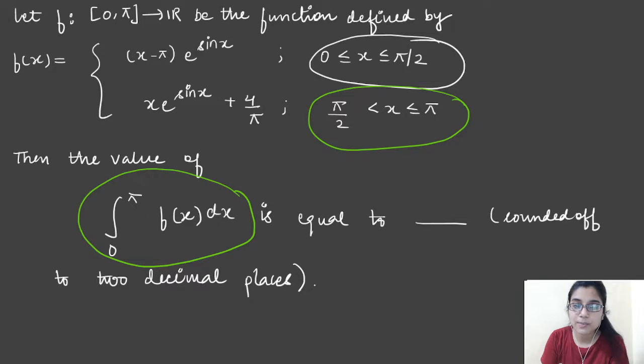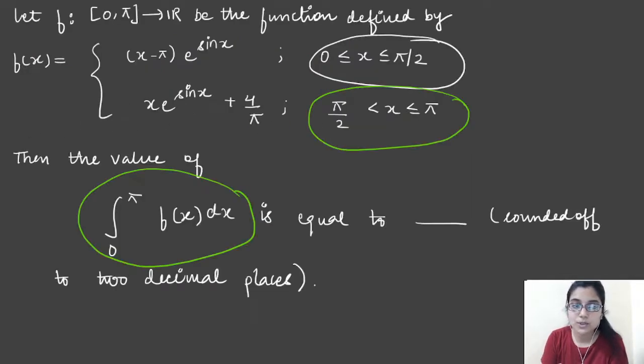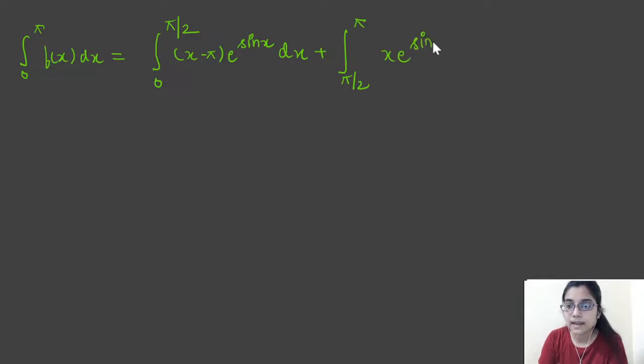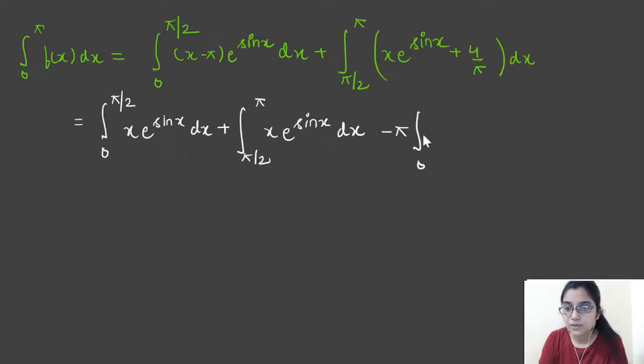The integral from 0 to pi of f of x dx, we obviously have to divide into two parts. From 0 to pi by 2 we have (x minus pi) e raised to the power sin x dx, and then from pi by 2 to pi we have x e raised to the power sin x plus 4 by pi dx. We keep the integral from 0 to pi by 2 of x e raised to the power sin x dx with the one from pi by 2 to pi of x e raised to the power sin x dx, and minus pi times the integral from 0 to pi by 2 of e raised to the power sin x dx, plus 4 by pi times the integral from pi by 2 to pi of dx.